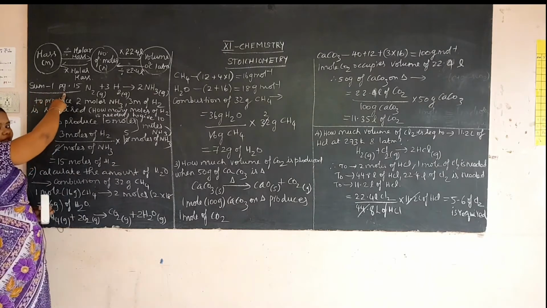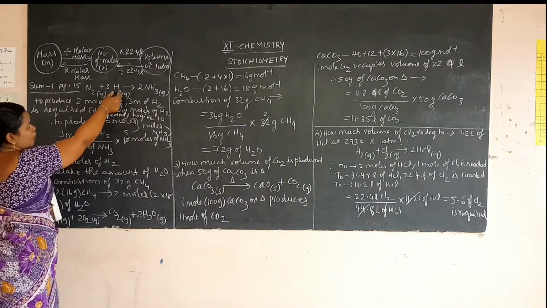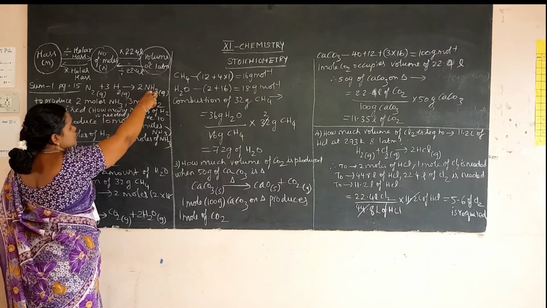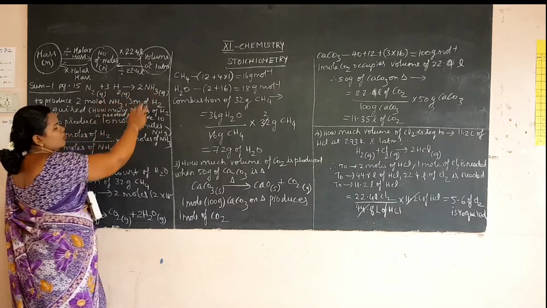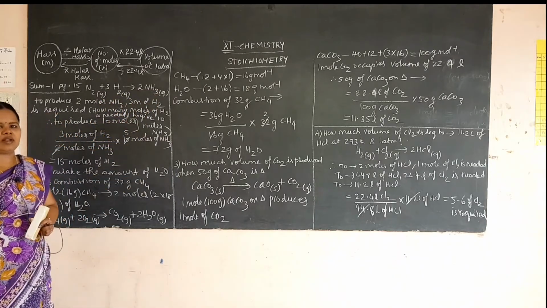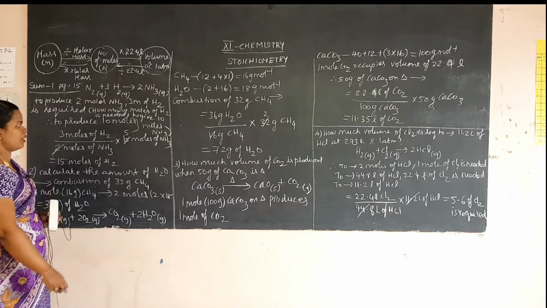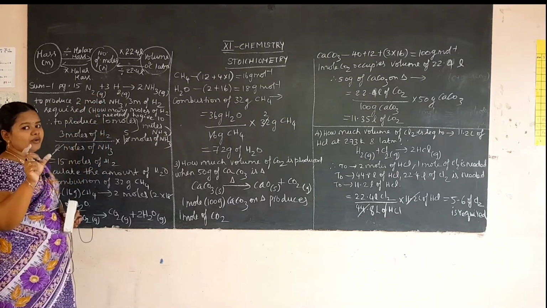This problem is on page number 15. How many moles of hydrogen are needed to give 10 moles of ammonia? They are asking how much hydrogen is needed to get 10 moles of ammonia. That is the question. So here you have to know the equation.